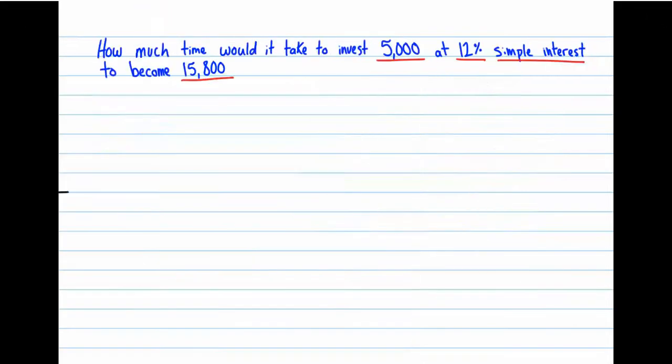And hopefully you can tell what's different about this one than all the other examples I've done. It's a little bit more wordy, but it asks how much time would it take to invest 5,000 at 12% simple interest to become 15,800. So my big thing here is I'm asking for time. In every other example, I always gave you the time. I always told you how many years. Now I'm asking how many years it would take.